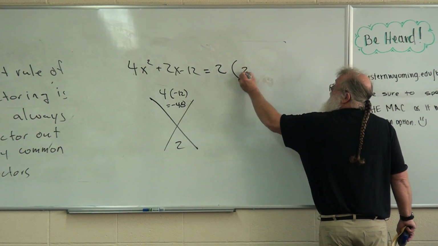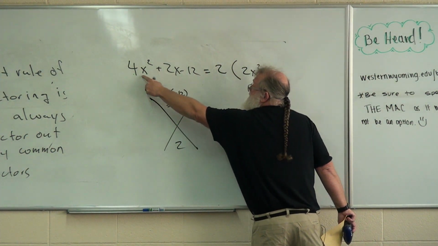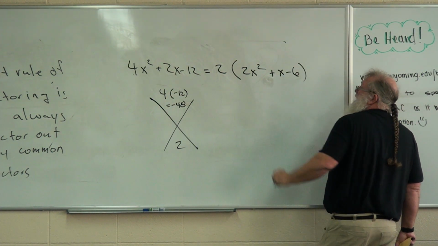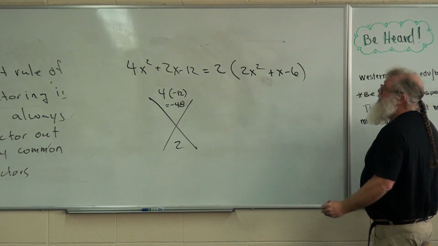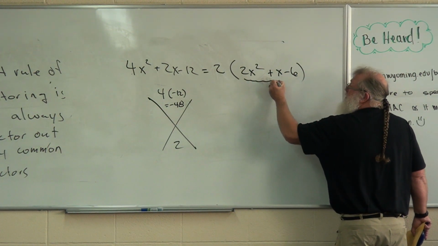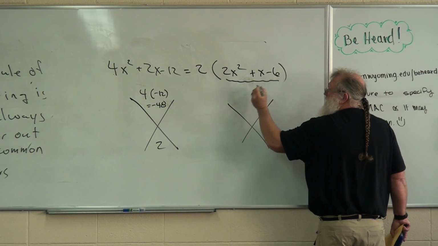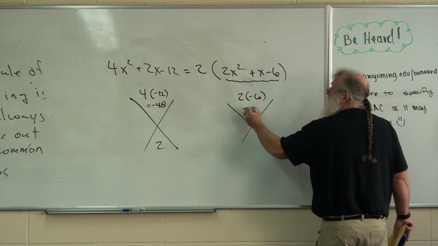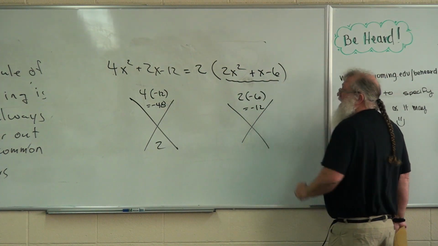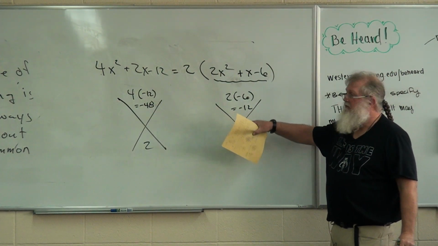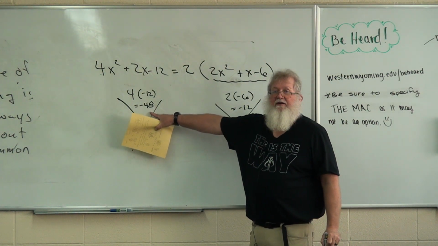So we get what? 2x squared. 2 goes in the 4 2 times. That leaves behind an x. And that leaves behind a minus 6. We would rather work on this. Why would we rather work on this? Well, what's the a times the c now? 2 times negative 6 is what? Negative 12. I don't know about you, but I am way more comfortable with negative 12 than negative 48.